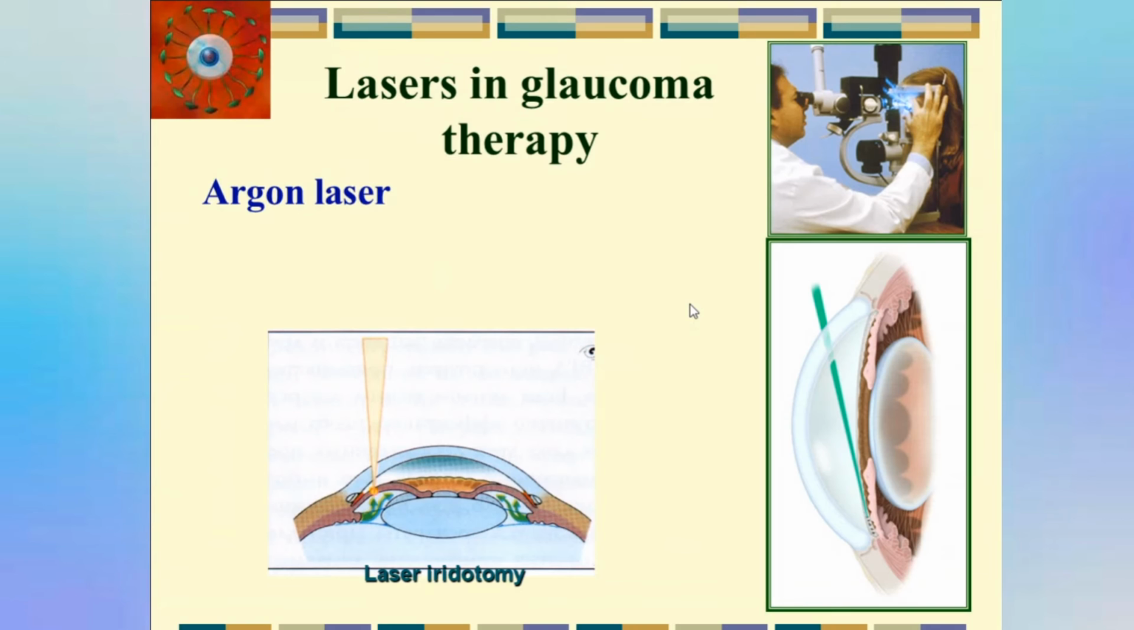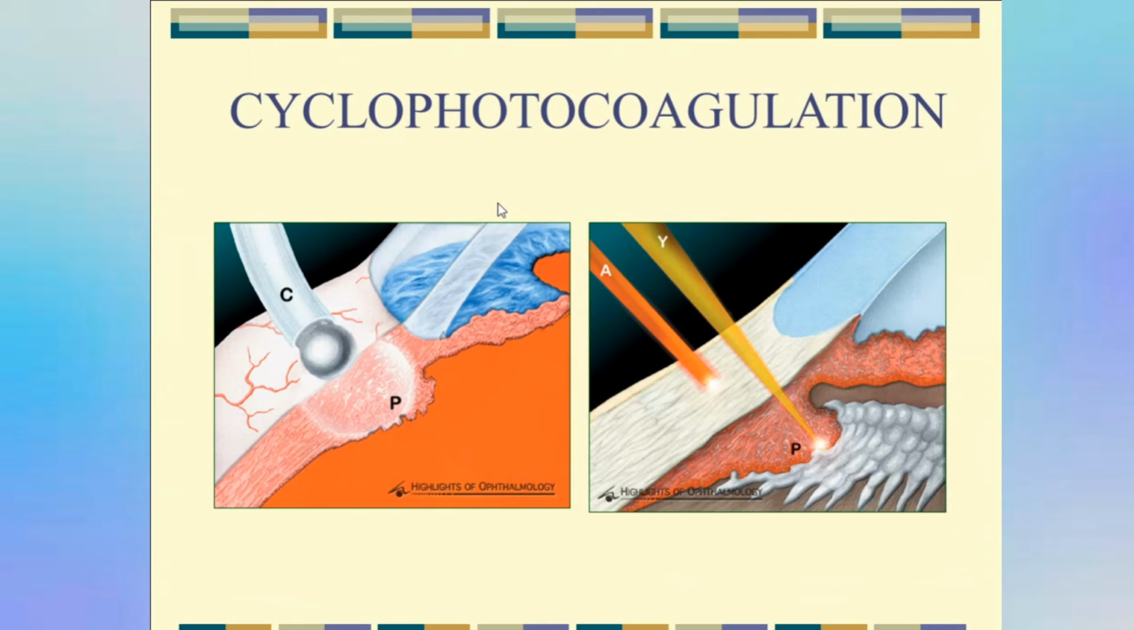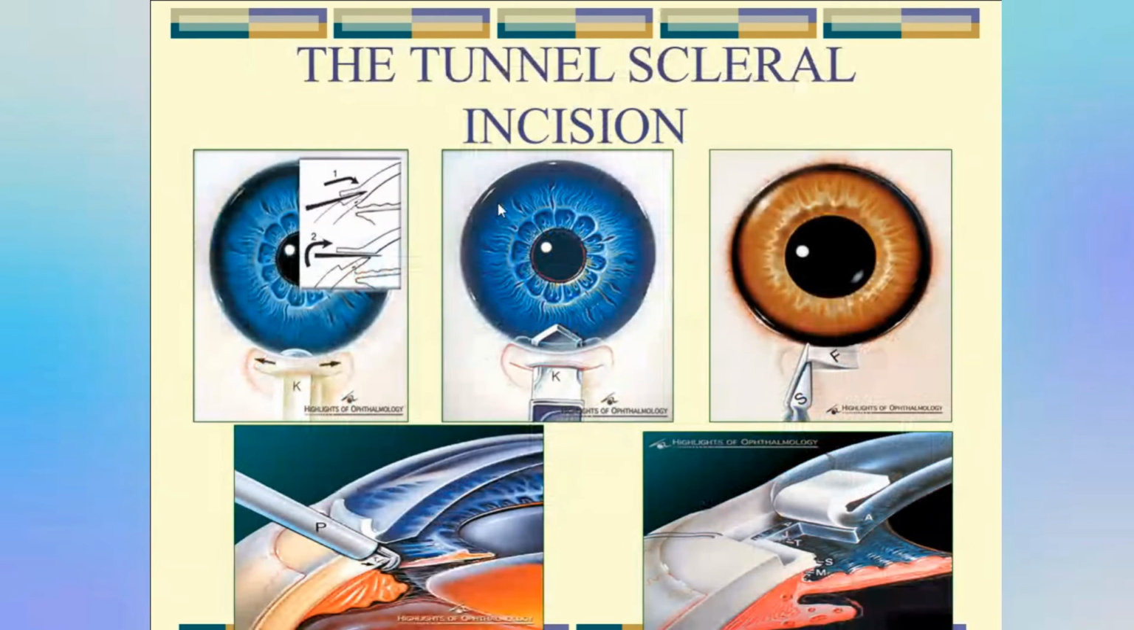If the conservative treatment, if the eye drops are not effective, we can add laser treatment. Usually we use argon laser trabeculoplasty to make space in the trabecular meshwork. In severe cases, we can make cyclophotocoagulation. When eye drops and laser treatment are not effective, we should make surgery.